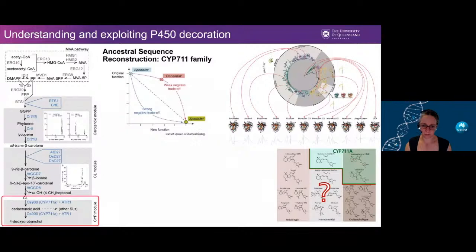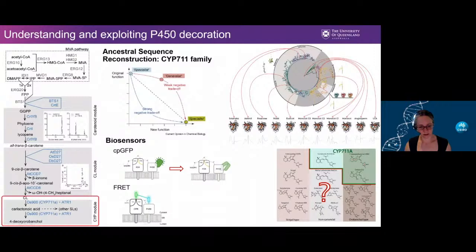But the next part of the project he was looking at was, again, biosensors to try to look more closely at how the P450 and the reductase partner interact together. He tried two different ones. Firstly, a circularly permuted one, and I've explained what they are already. That actually didn't work very well. It wasn't very effective. And the next approach he used was a FRET system, Förster Resonance Energy Transfer.